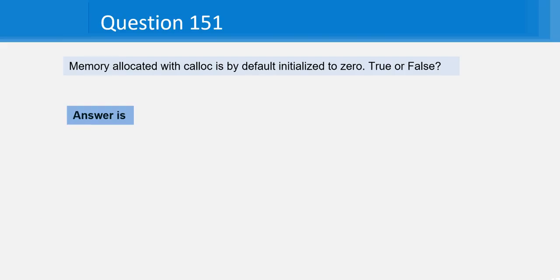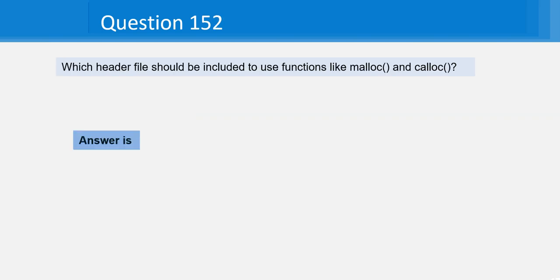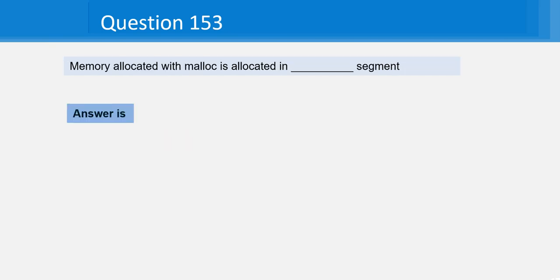Memory allocated with calloc is by default initialized to 0. Is it true or false? For calloc, it is true. Which header file should be included to use the functions like malloc and calloc? It is stdlib.h. If you have answered as alloc.h, it is fine. In certain compilers, it is alloc.h.